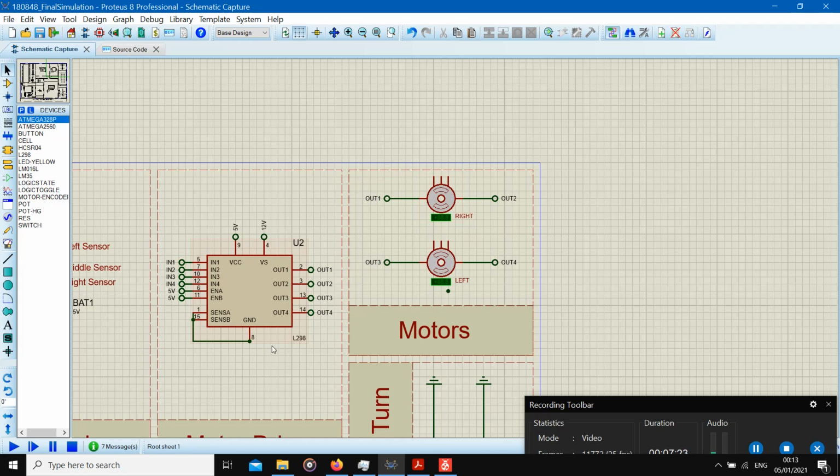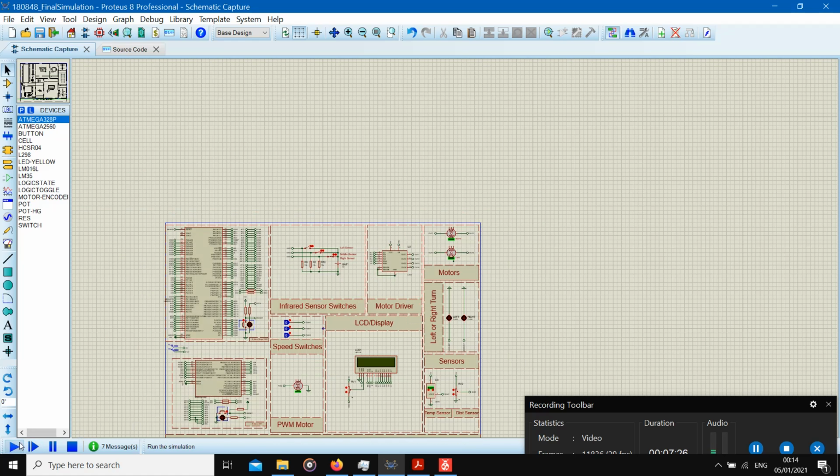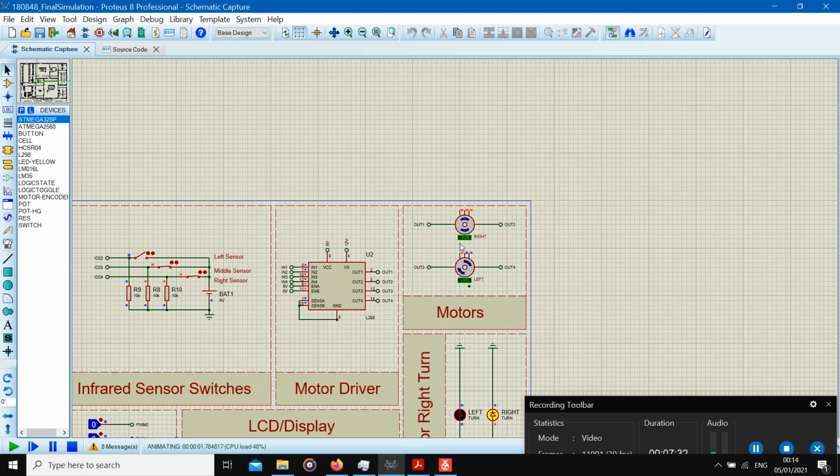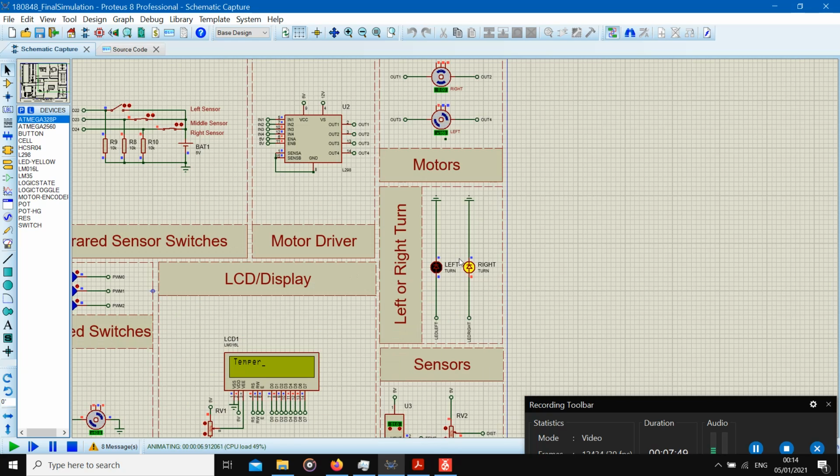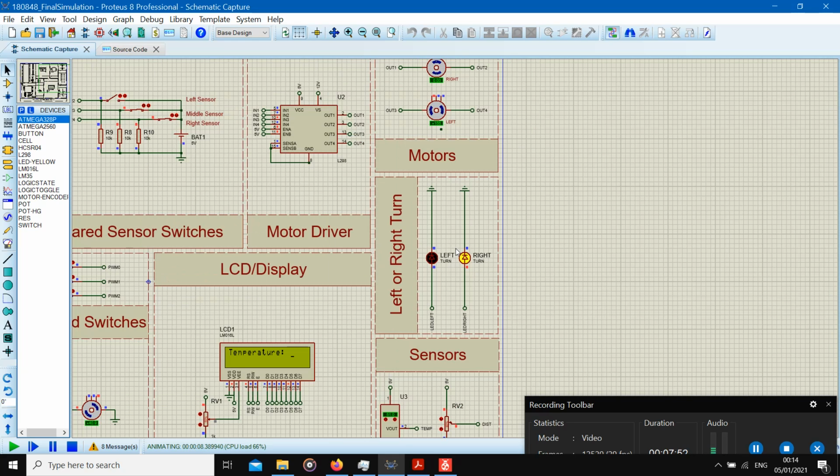So if I just run this simulation, you can see over here that this motor has started. Right now you can see that the left sensor is basically open, and corresponding to it the left motor over here is running. As I said before, when the left motor is running, the robot is going to take a right. That is what is indicated over here by our LED, that it is going to take a right. Similarly, if I turn on the right sensor, now you have the right and the left sensor both on.